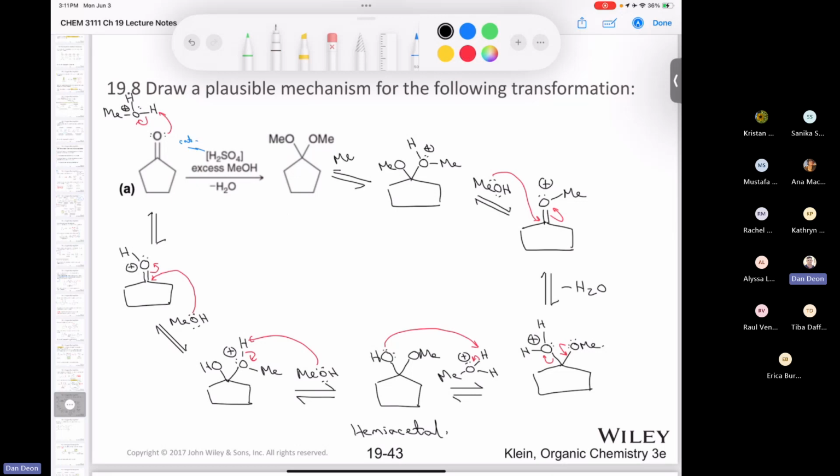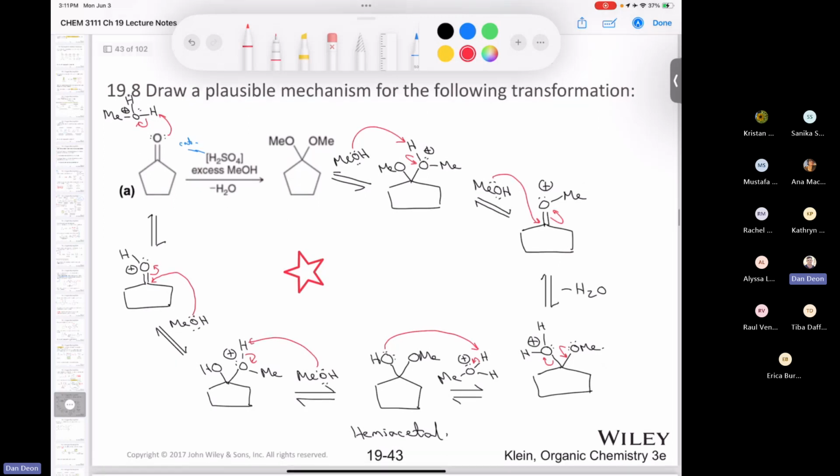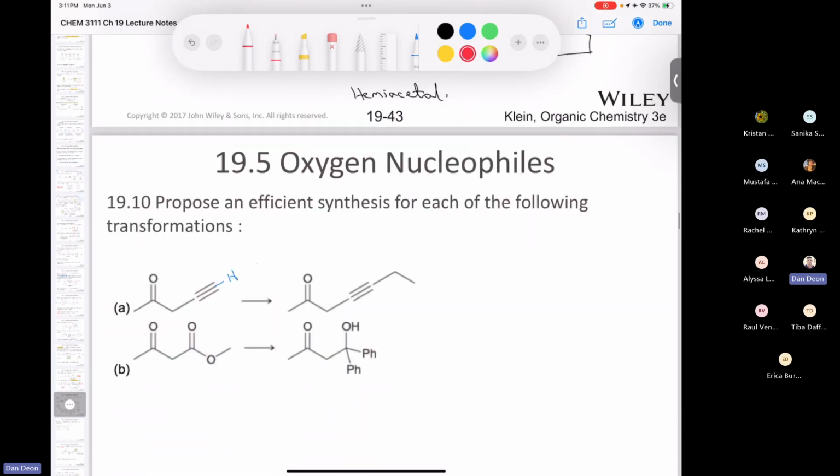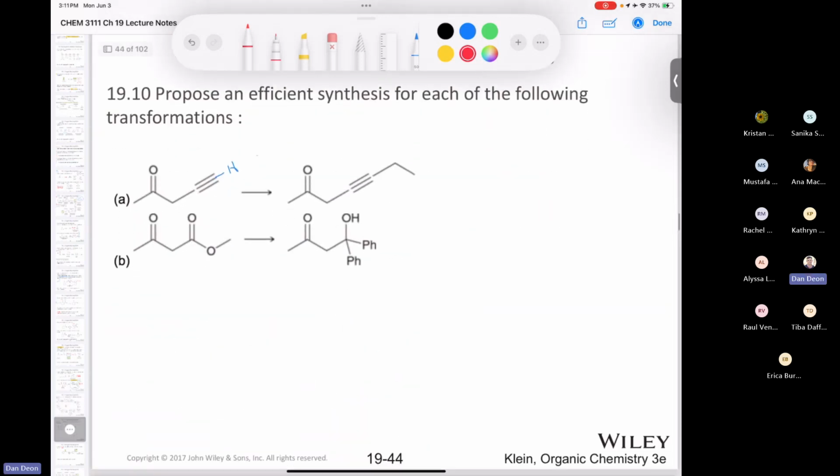So we're going to have methanol, which is going to grab that proton, and we regenerate our uncharged species like that. So those are the 7 steps for the formation of an acetal. And I highly recommend that you try this until you can do it. Okay, very important mechanism, the formation of an acetal. Now that we have that done, let's take a look at these syntheses here.